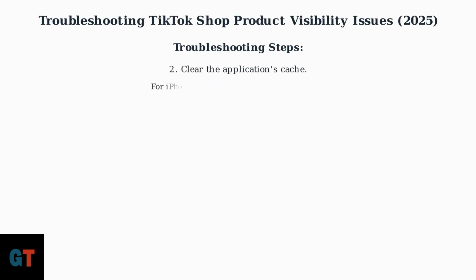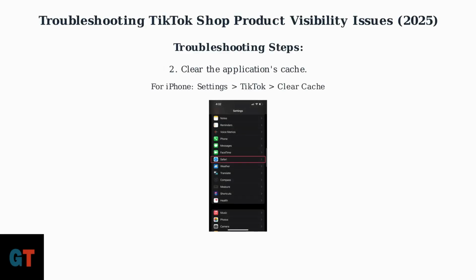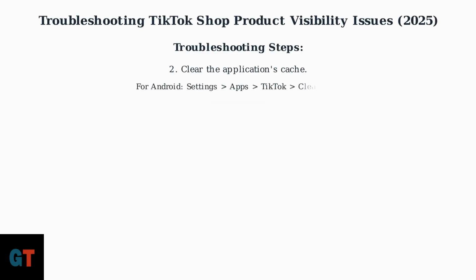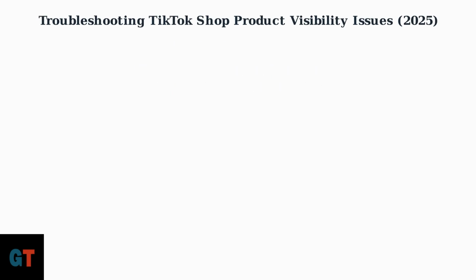Then, clear the application's cache within the device settings to resolve potential data corruption. For Android users, go to Settings, then Apps, then TikTok, and select Clear Data. Finally, verify that your device's operating system meets the minimum requirements. TikTok requires iOS 15 or later for iPhone devices and Android 8 or later for Android devices. These steps should resolve most visibility issues with TikTok Shop products.